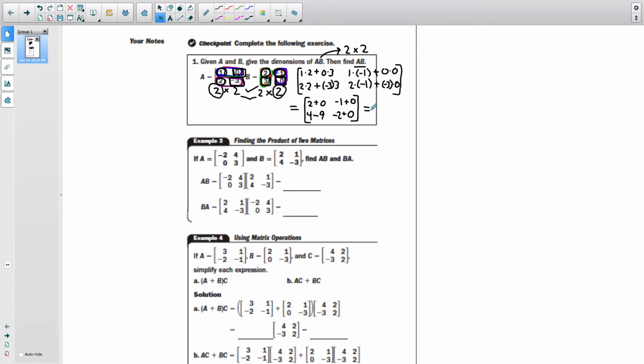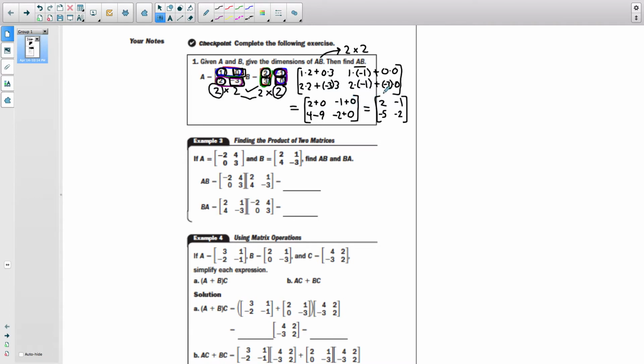So found those products, and then I can find my sums. So 2 plus 0 is 2. Negative 1 plus 0 is negative 1. 4 minus 9 is negative 5. And then negative 2 plus 0 is negative 2. All right, and the reason why this one is negative is because I got a negative product up here. So instead of writing plus negative 9, I just simplified the signs to negative 9.